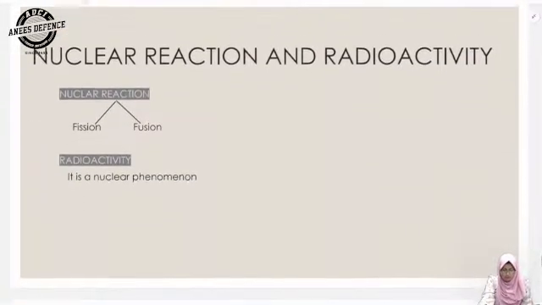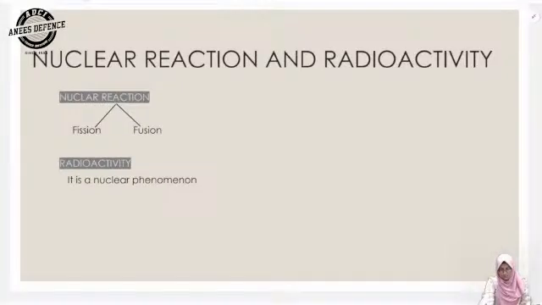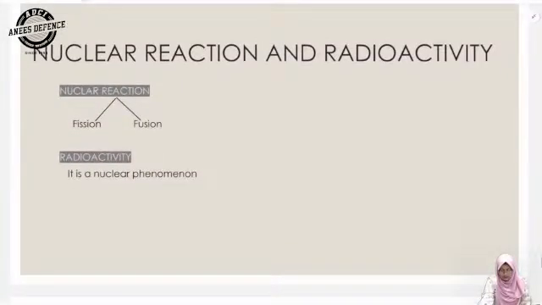Now comes nuclear reaction, which involves fission and fusion. Fission and fusion are nuclear reactions involving the breaking or joining of atomic nuclei. Next is radioactivity. Radioactivity is a nuclear phenomenon. The nuclei of all radioactive substances are unstable, and in order to acquire stability, they disintegrate.